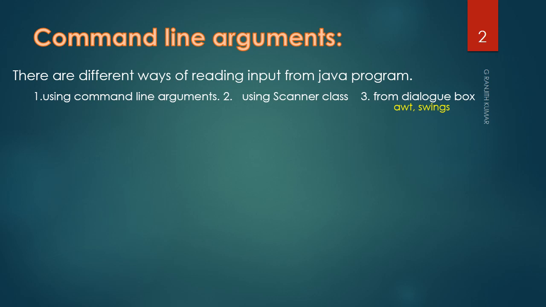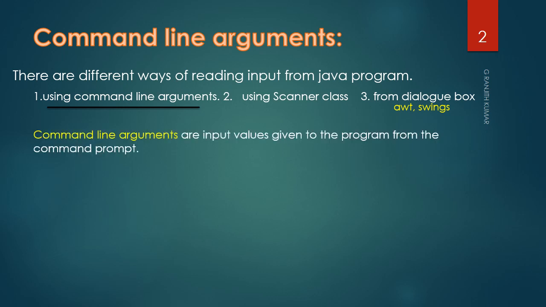And using a dialog box also we can send input values to the Java program. The dialog box will be covered at the time of the AWT and Swing concepts, and the Scanner class we discuss while discussing the util package. Now the first method of reading input values is by using command line arguments. In this lecture we discuss how to read input values from the command line into the Java program.